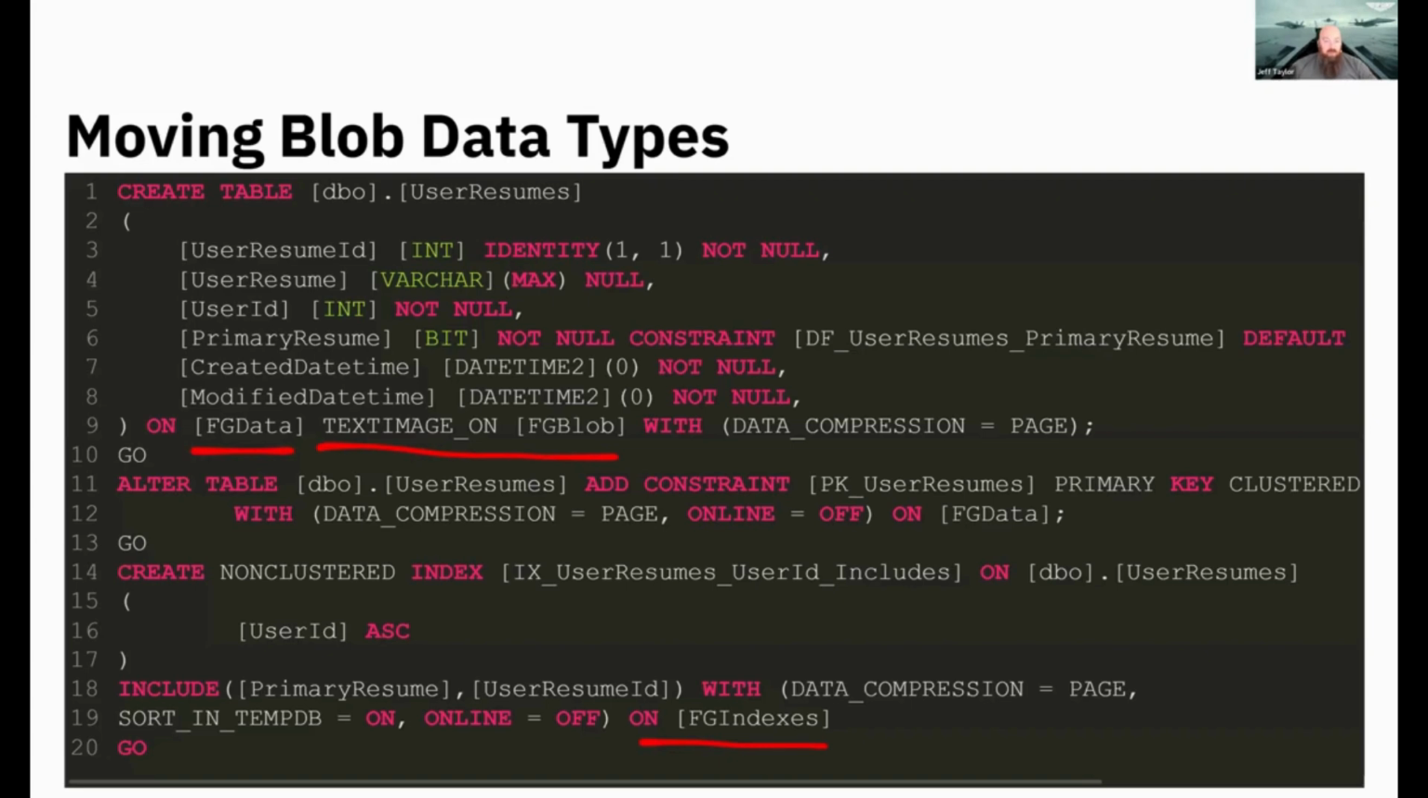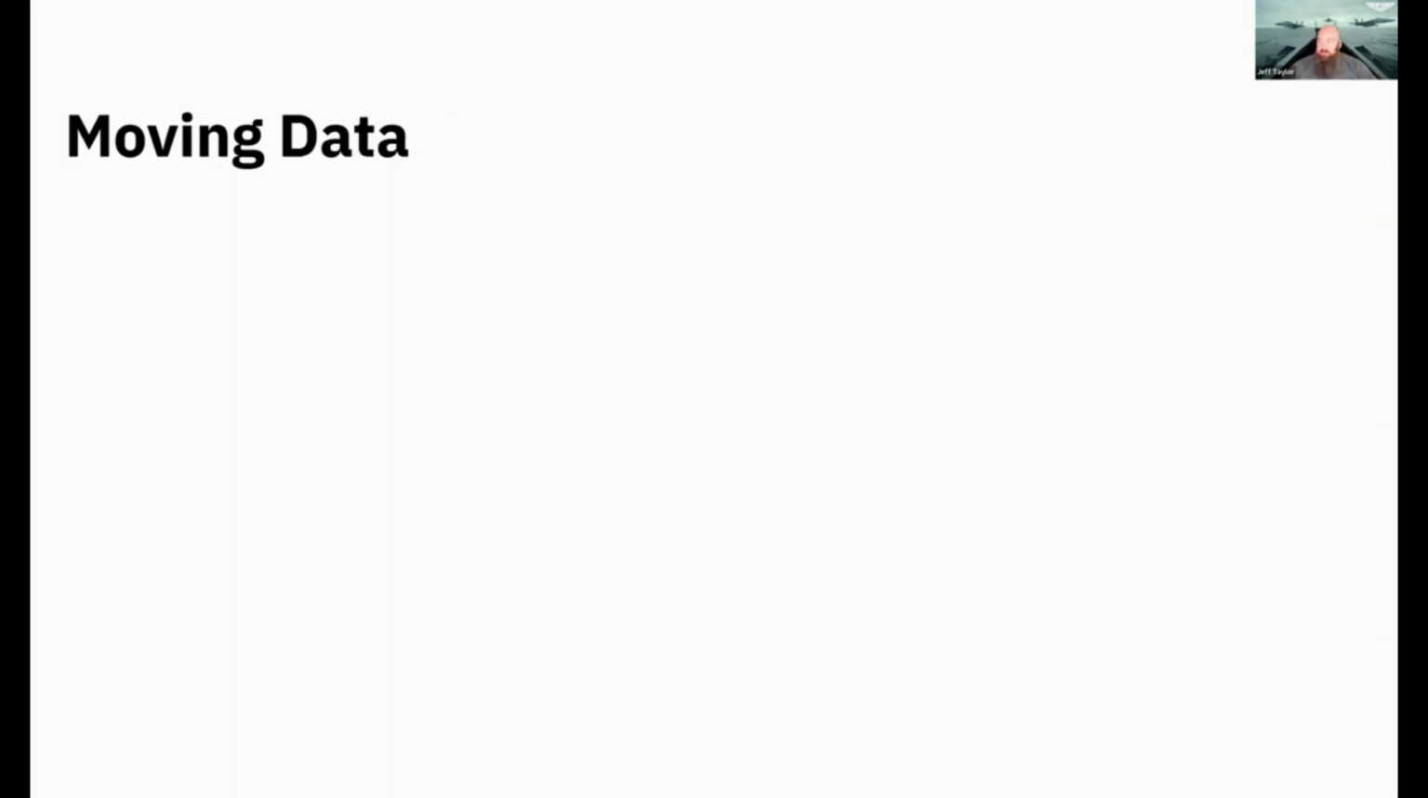And then when you add your indexes, make sure you use FG indexes, use page compression. And then I always like to sort in tempdb. The reason why I like to sort in tempdb for these indexes is because I don't want to bloat my files. So I don't want to bloat my FG index files. So I sort it in tempdb and then put it into my file group.